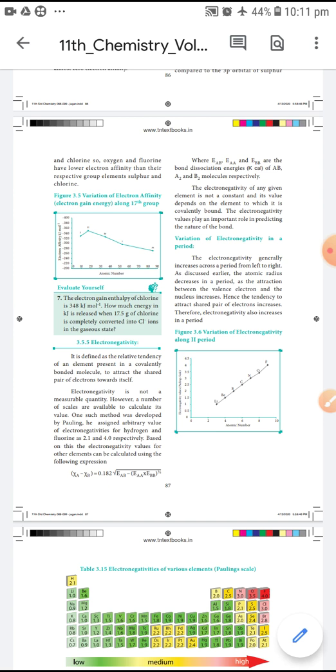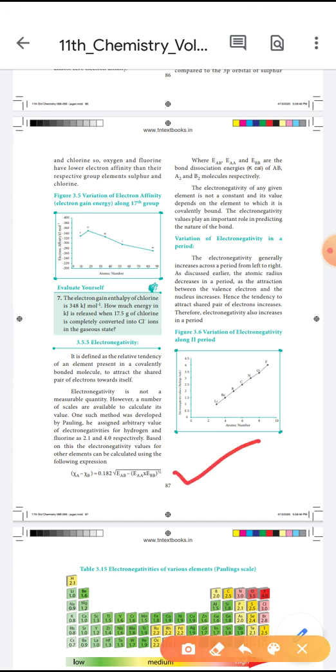Electronegativity is not a measurable quantity. A number of scales are available to calculate electronegativity. One such method was developed by Pauling. He assigned arbitrary electronegativity values for hydrogen and fluorine: 2.1 and 4.0. The hydrogen value is 2.1, and the fluorine electronegativity is 4.0. Based on these, the electronegativity of other elements can be calculated using the following expression.